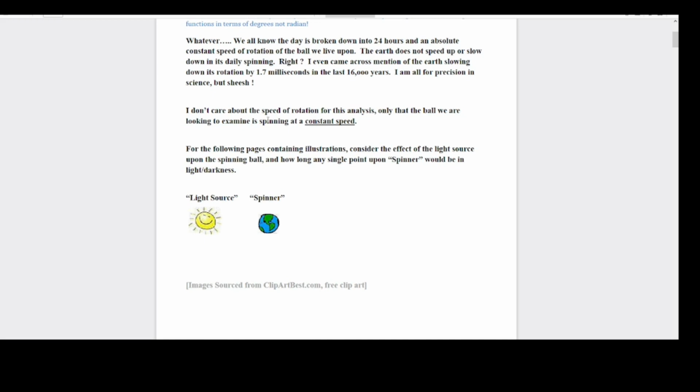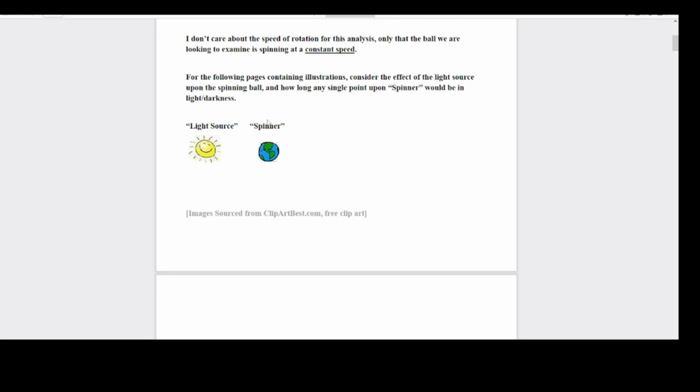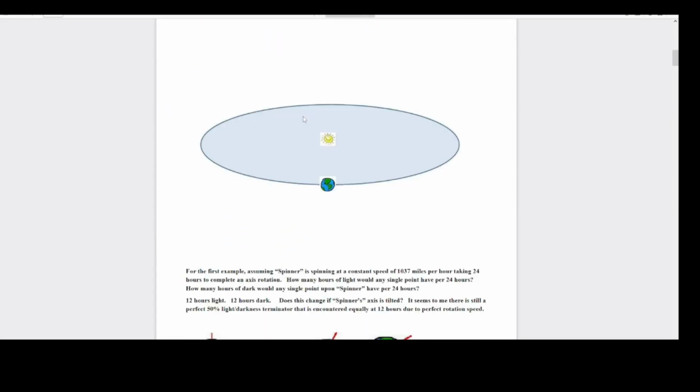So, I don't care about the speed of rotation for this analysis, only that the ball we are looking to examine is spinning at a constant speed. For the following pages, containing illustrations, consider the effect of the light source upon the spinning ball, and how long any single point upon the spinner would be in light and darkness. So here, for your reference, the light source is the sun, and the globe is the spinner. Alright, so here we have a fairly straightforward illustration of the sun in the center and the globe Earth and its orbital path around the sun.